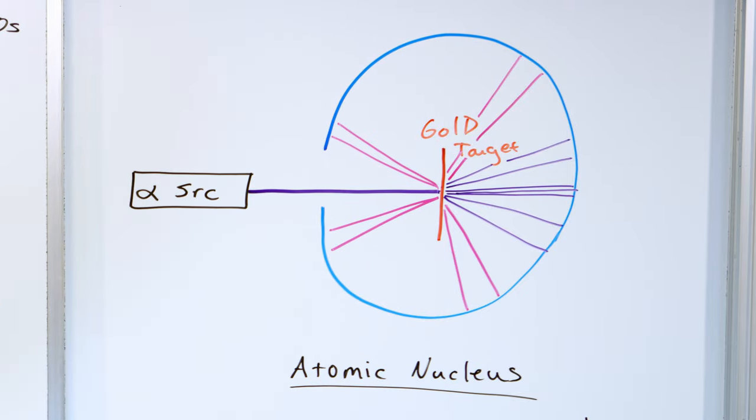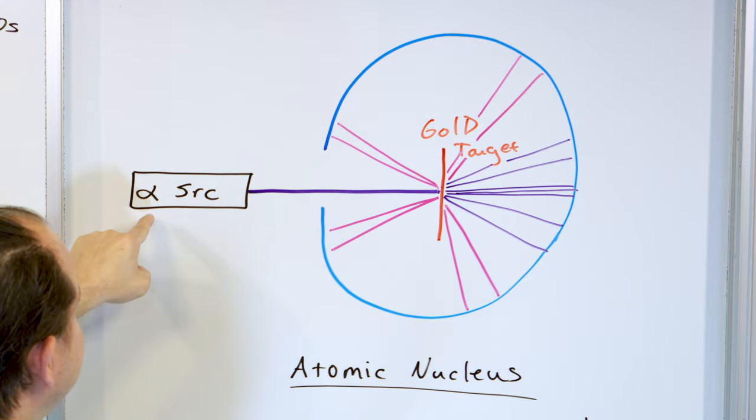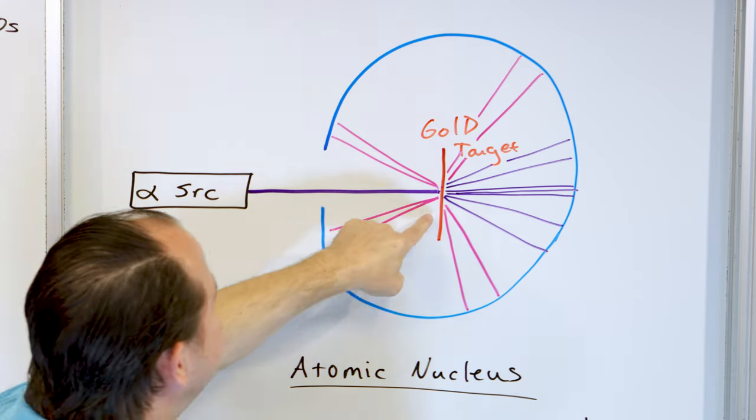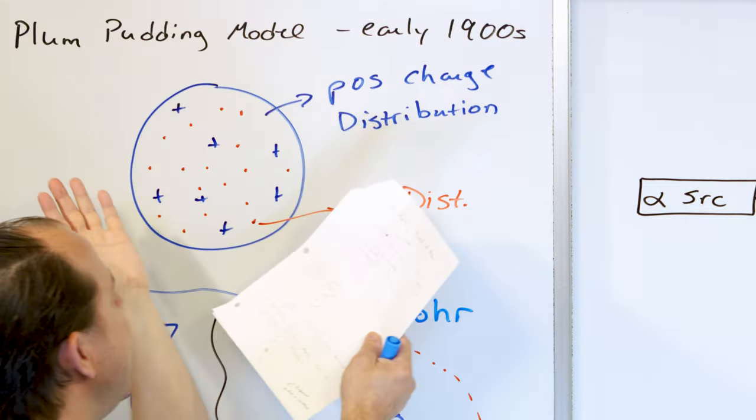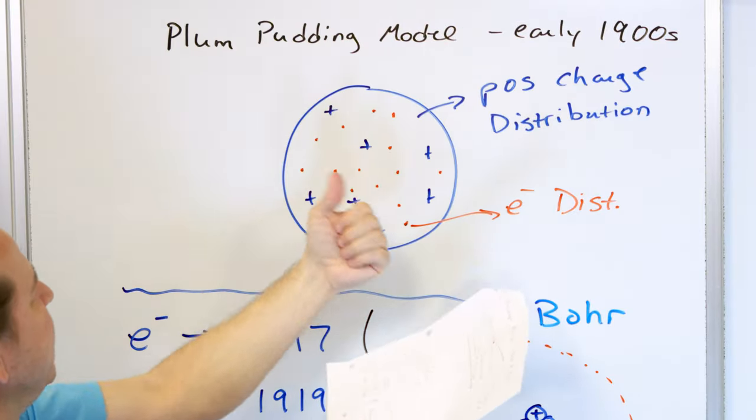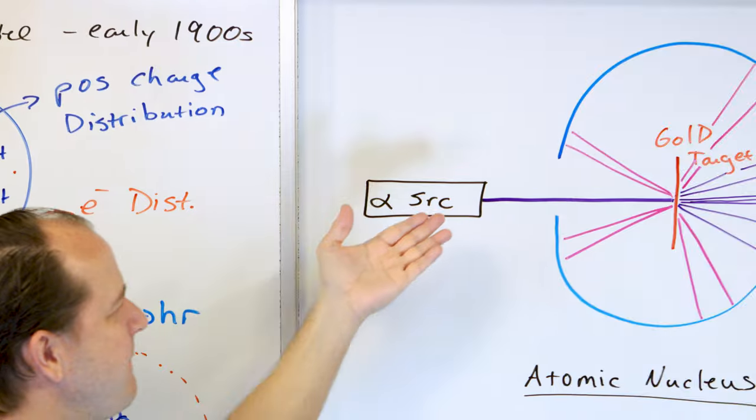How are we gonna do it? We're gonna shoot a bunch of alpha particles, which are positive charges, high mass, at a very thin target. But surprisingly, they bounce off. So it can't be this model, because if it was this model, we would never get anything bouncing back at us, not with this magnitude here.